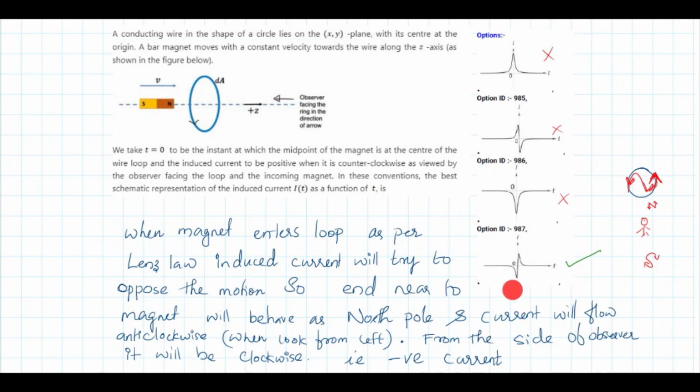Why is it like a sharply peaked function? Because for a very large distance from the loop, there is no current. But when this magnet approaches the loop, the current suddenly rises, but in the negative direction. When the magnet reaches the center of the loop, the current becomes 0. And then when the magnet moves away from the loop, the current becomes positive. That is why this behavior.